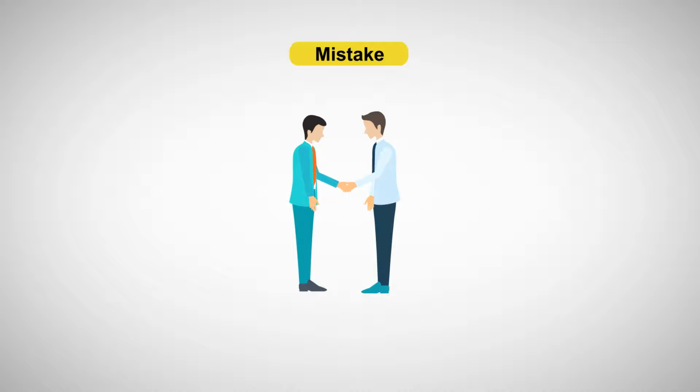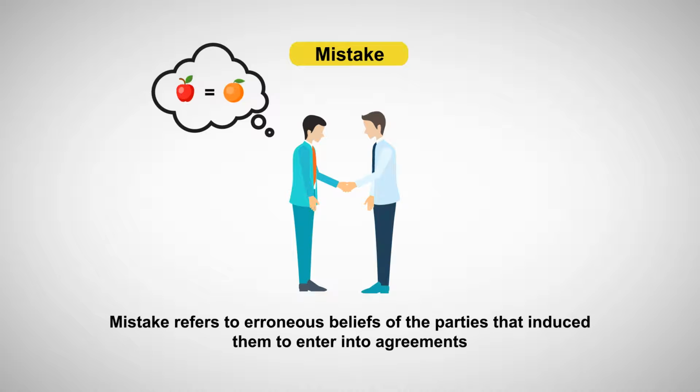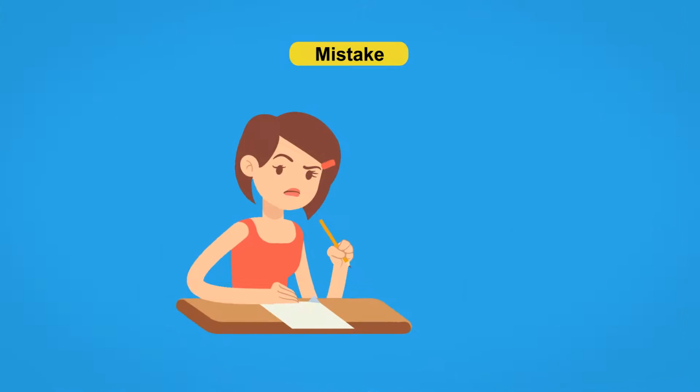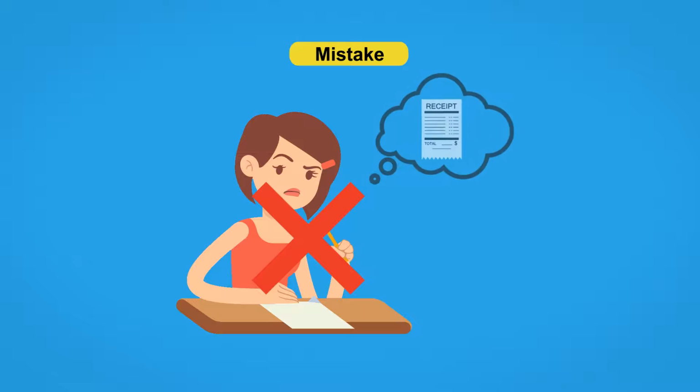Mistake can be a defense against enforcement of a contract when at least one party had a belief that is not in accord with the facts with respect to important contract terms. Mistake refers to erroneous beliefs of the parties that induced them to enter into agreements, not mistakes that are relevant to the actual execution process of the agreement. For example, this defense is not relevant to a scenario whereby a party signed an agreement thinking that she was signing a credit card receipt, though such an agreement could also be unenforceable due to the lack of valid assent.